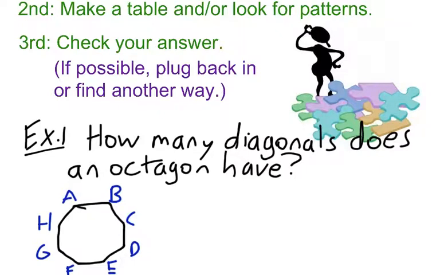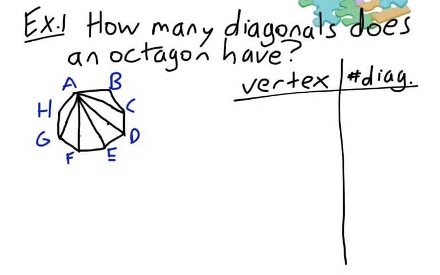So I could go from A to C, from A to D, A to E, A to F, A to G, and that's 1, 2, 3, 4, 5 different ways I can do it drawn from A. I'm going to make a table while I go because I want to do it drawn from B, drawn from C, etc. So my table looks like this. I have the vertex and the number of diagonals. So my first vertex was A, and I got 5 diagonals from that.